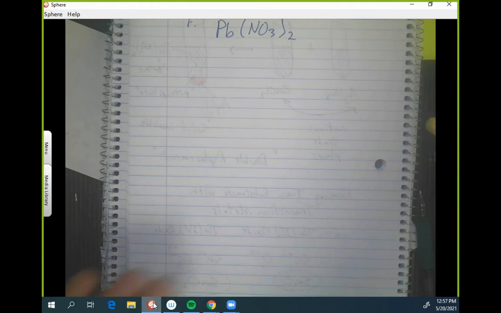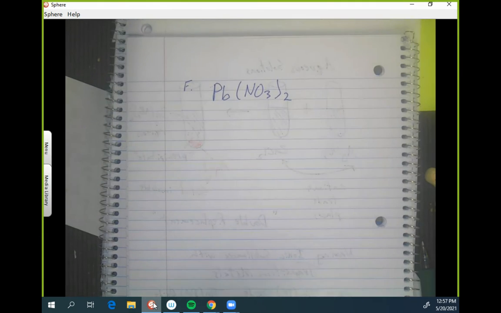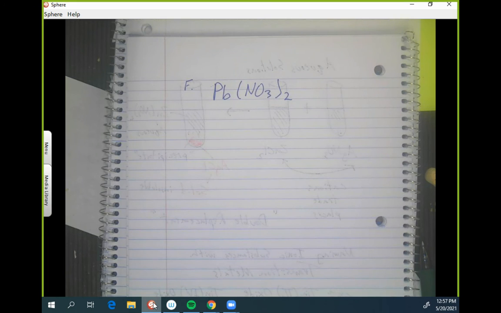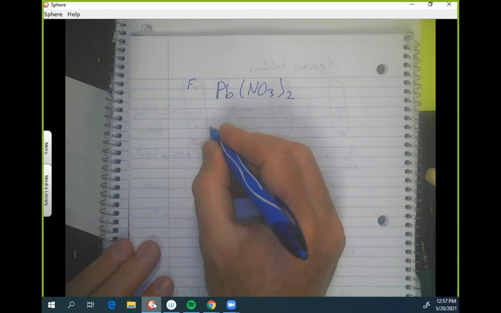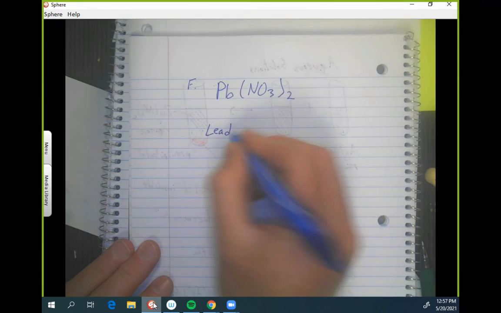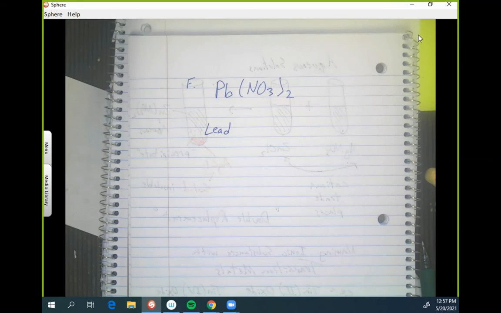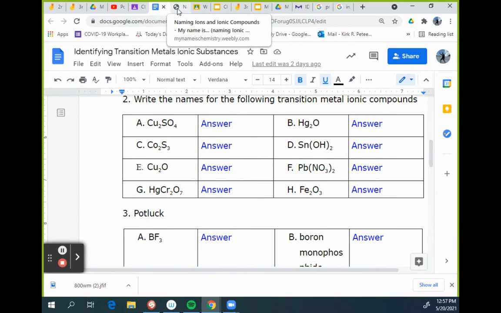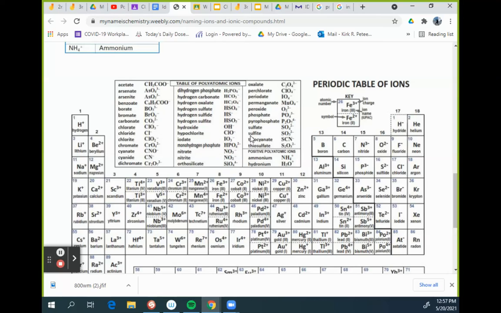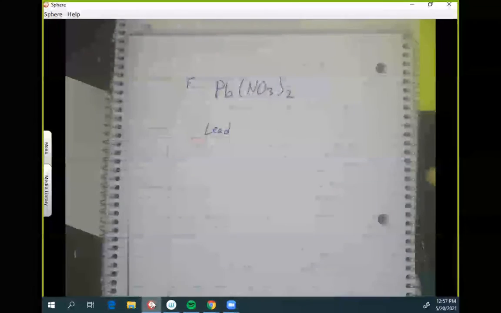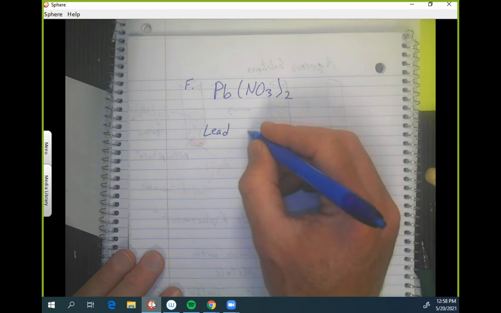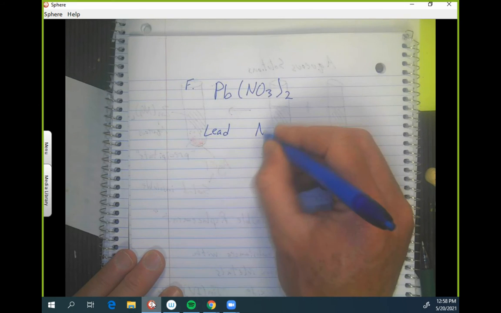Okay, so I have that. All right, so there we go. Now we have to figure out the name of this. Well, we know this is lead, so that's easy. We have a polyatomic ion. Let's see what the name of it is. We go to that periodic table that we have, NO3. We look for that, and that's nitrate. Pretty common polyatomic ion. So we have lead, nitrate.